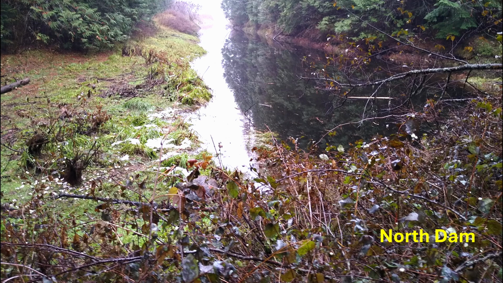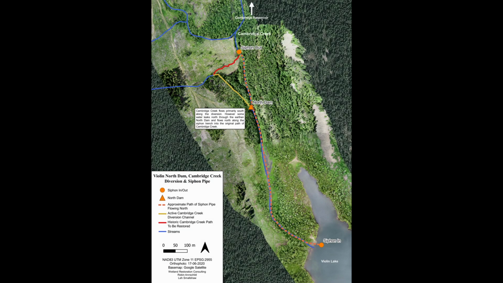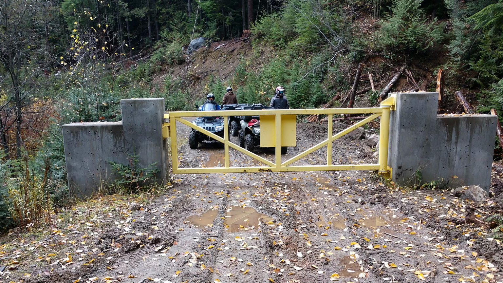This photo shows a much smaller dam called the Violin Lake North Dam that was built to prevent water from flowing on top of the siphon pipe into Cambridge Creek from Violin Lake. This map shows the complex system of pipes, ditches, and dams used to move water from Violin Lake into Cambridge Creek. Gates have been in place for years with signs alerting users that the area surrounding Violin Lake and the Cambridge Creek Reservoir were closed to public motor vehicle use.